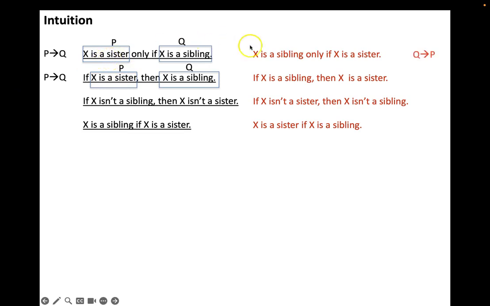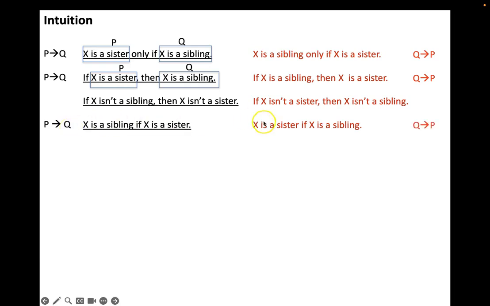In contrast, over here, the false ones can't be P arrow Q, because that would come out true, right? It says the same thing as this, which is true. So it's got to be Q arrow P. And same with the second one there. Then we come down to the bottom one. X is a sibling if X is a sister. Well, we said that was true. So it's got to be represented the same way as the first two. So it's got to be P arrow Q.